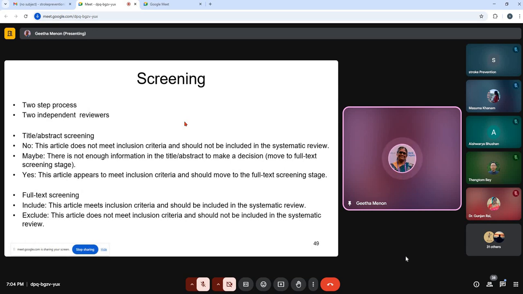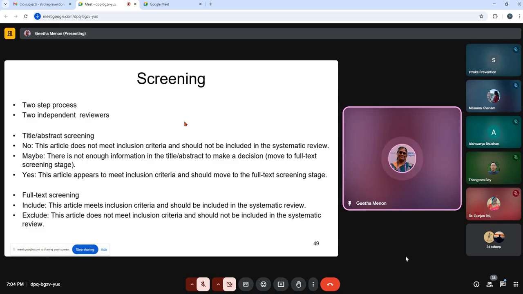But if there are certain articles where the reviewers are not very clear whether they need to be included or not, then they go to the third reviewer for adjudication. That is how the third reviewer is very important in a systematic review. The primary reviewer, the second reviewer, and the third reviewer.